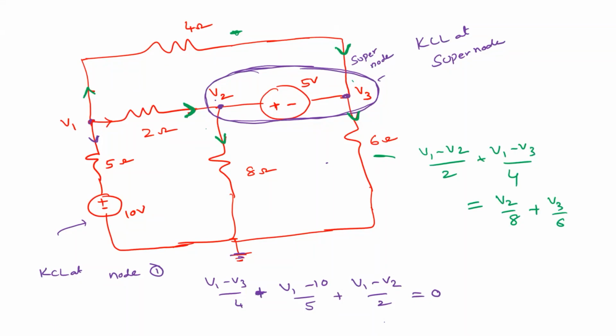Yeah, we'll come to that. So this is the first equation, and this is the second equation. At the super node, we have a relation between V2 and V3. What is that relation? V2 is the upper voltage, the positive plate, minus V3, so V2 minus V3 equals 5 volts. This is the third one. Now solve these three equations, and you can obtain V1, V2 and V3.